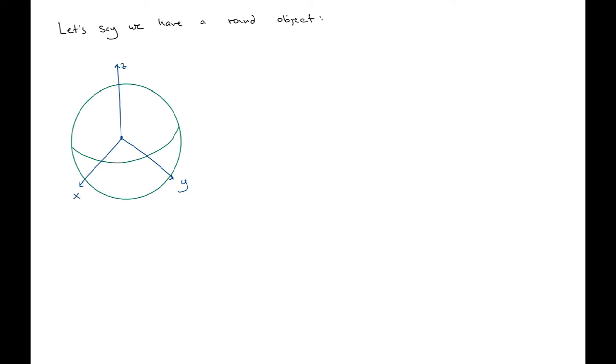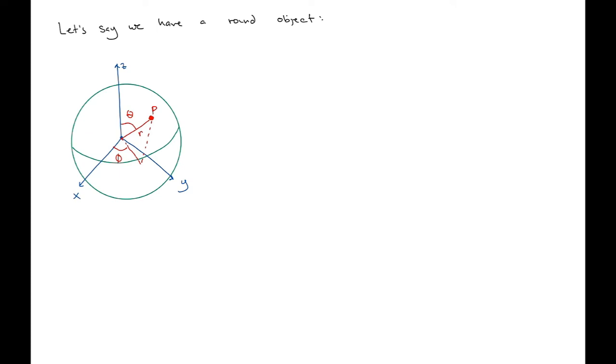And if there was some point up here, I could define its position in spherical coordinates, where that would be defined by its r value, or its distance from the origin, by this angle here from the z-axis, theta. And then if I were to project this down in the xy plane, then I could also use phi to define the angle. Okay, so that's our spherical coordinate system.